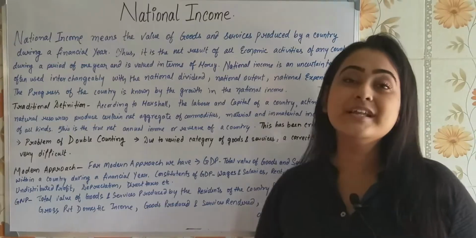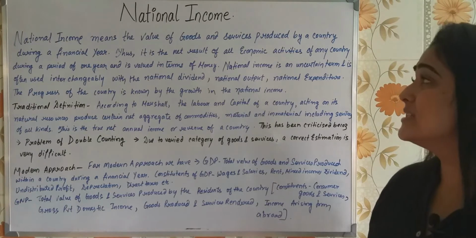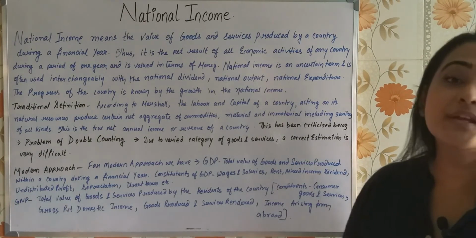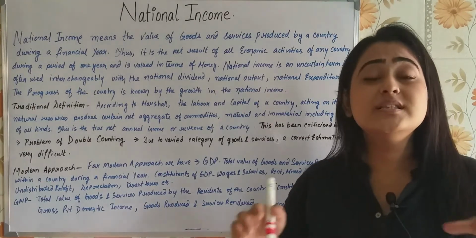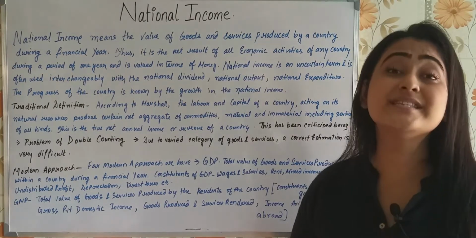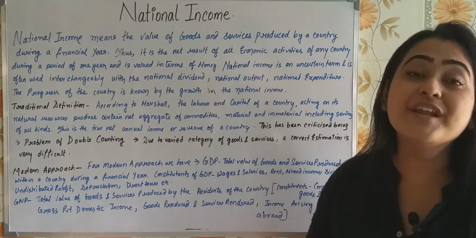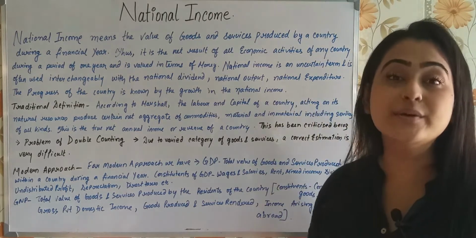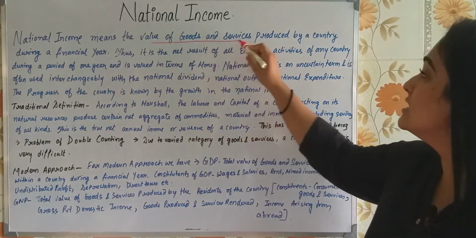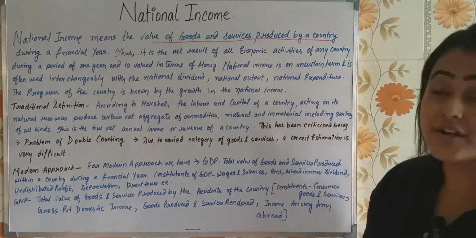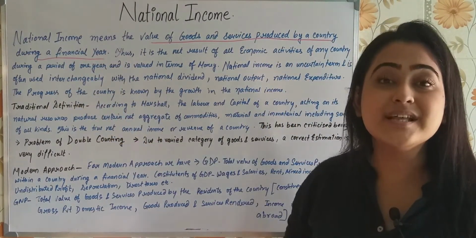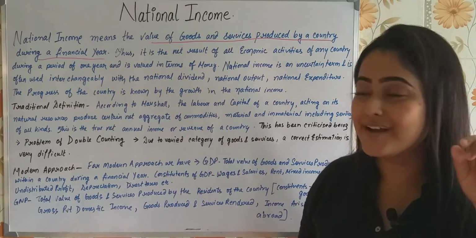Well, national income is what? National income means the value of goods and services produced by a country during a financial year. So it's the total value, the net value of goods and services that are produced in a financial year, in 1 year. Got it? So national income means what? The value of goods and services produced by a country during a financial year. So that is the national income of that particular country.